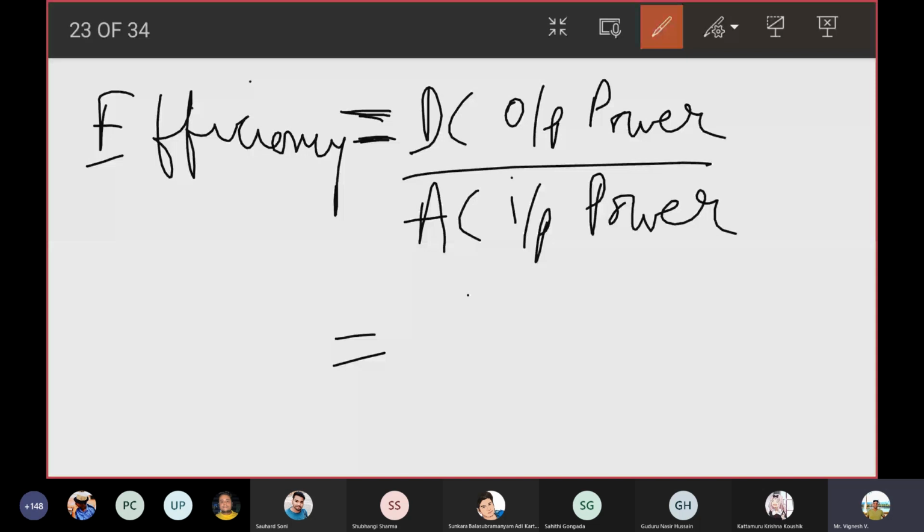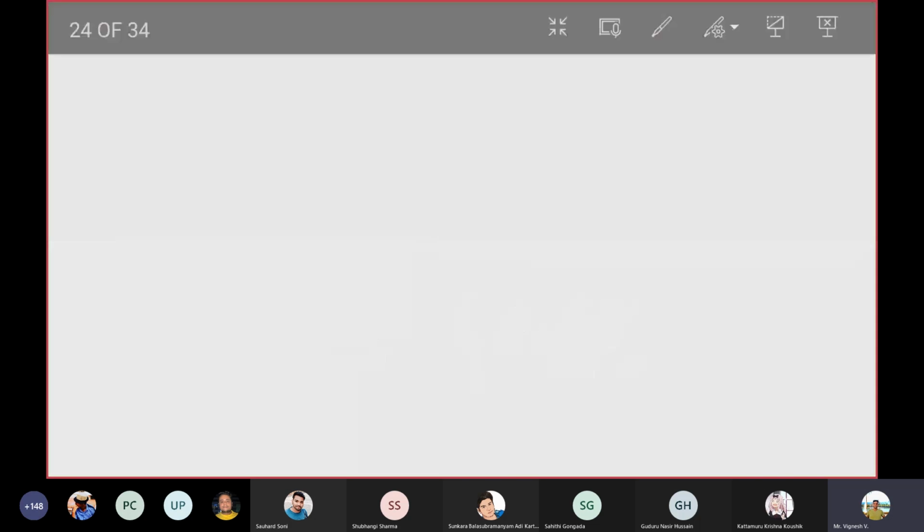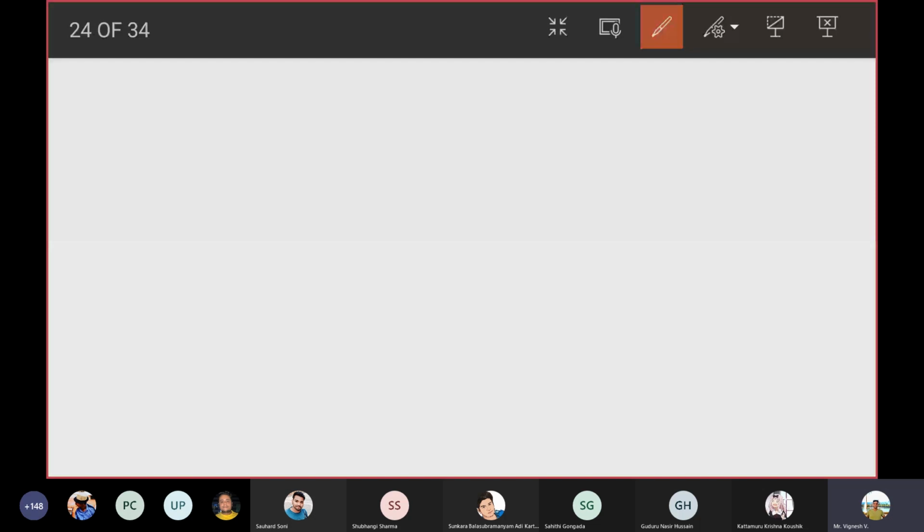For a half wave rectifier, you end up getting it as 40.6%. I'll do the derivation in the next class, but as of now, since we have only some time, you write this down, we'll derive it in the next class. So you end up getting only 40.6%. Then I'll just draw the diagram for a full wave rectifier because we only have 5 minutes. I'll just explain it quickly in case you have any doubts. We'll continue in the next class.